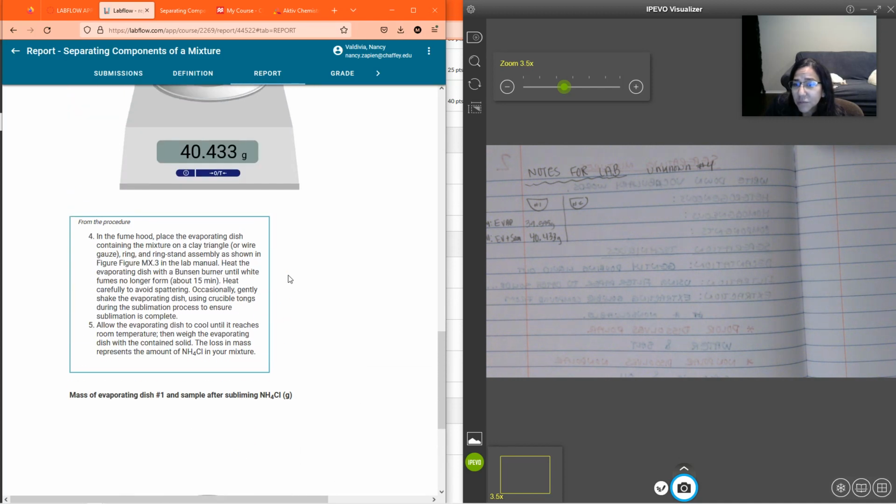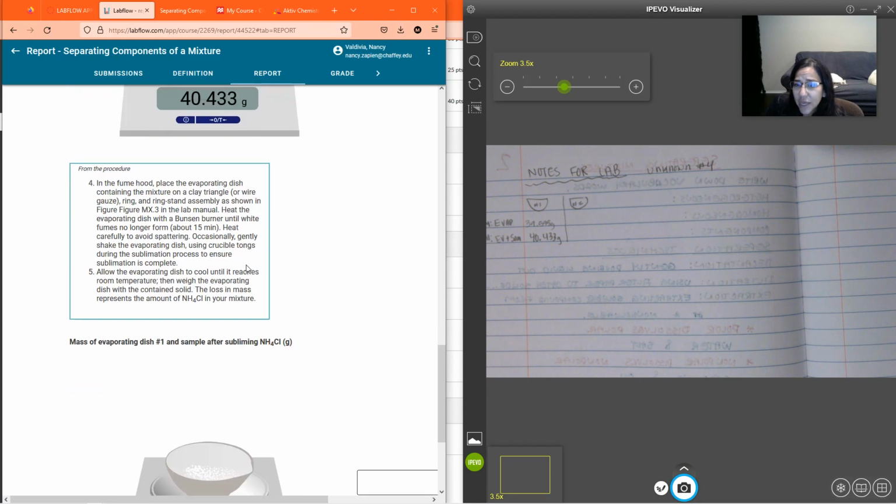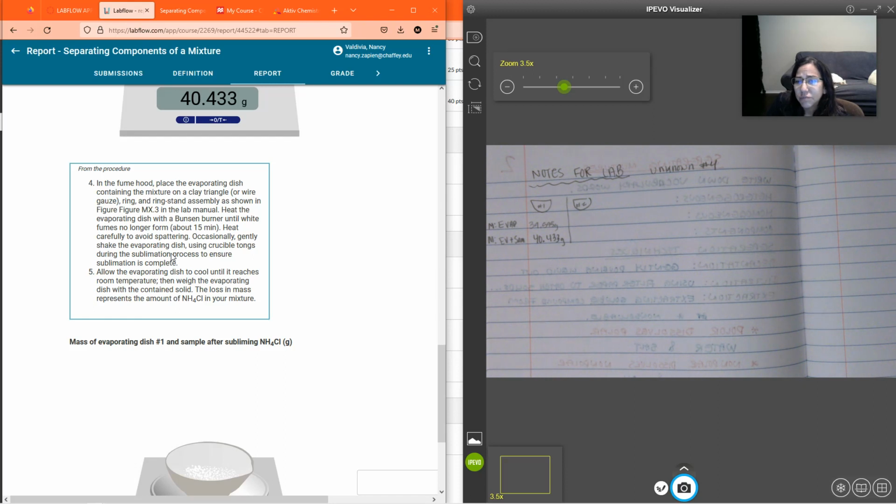And now it gives me a different procedure. It says in the fume hood, place the evaporating dish containing the mixture on a clay triangle. So we know we're going to be evaporating it, right? Heat the evaporating dish with a Bunsen burner until white fumes no longer form. Ooh, so we're getting white fumes. Heat carefully to avoid spattering.